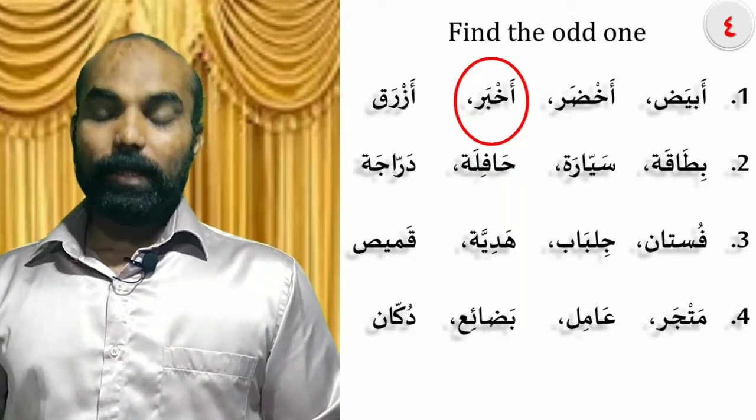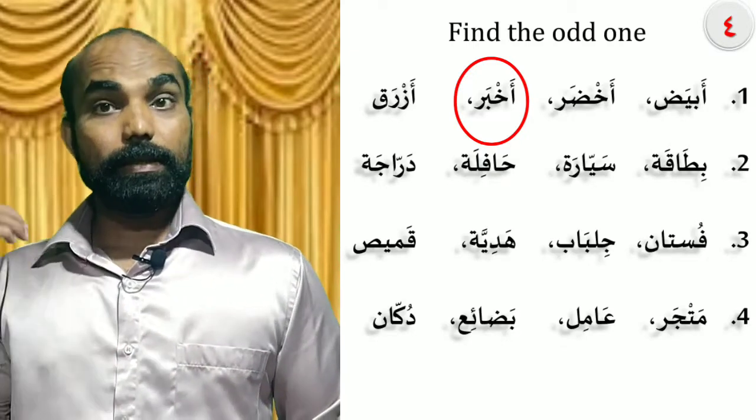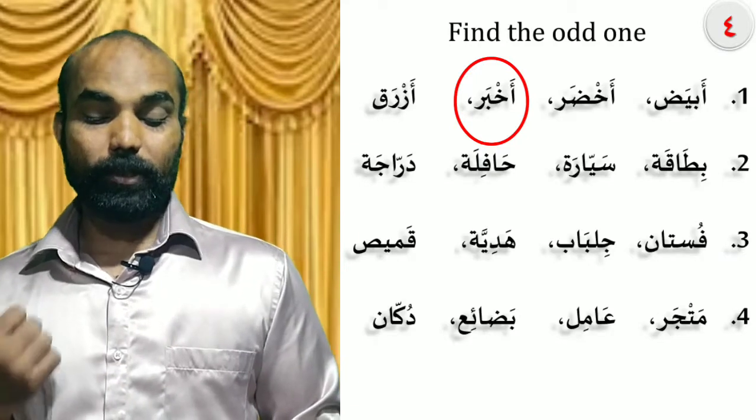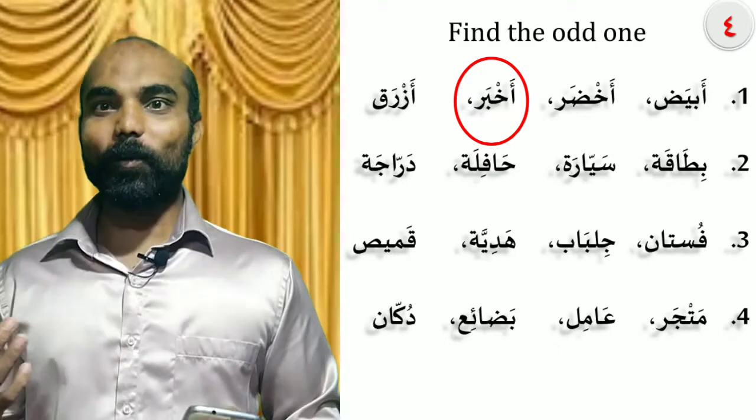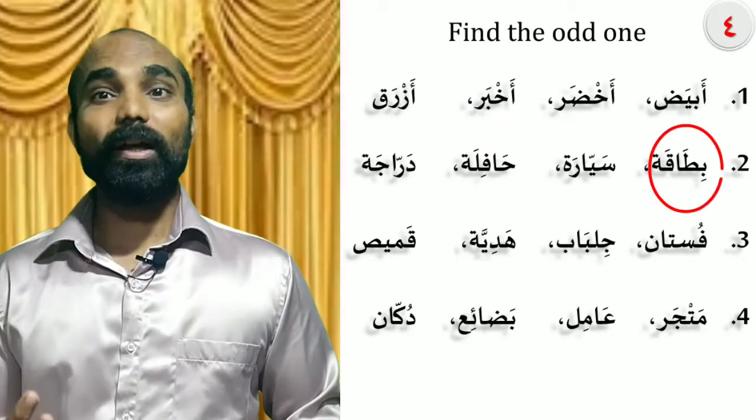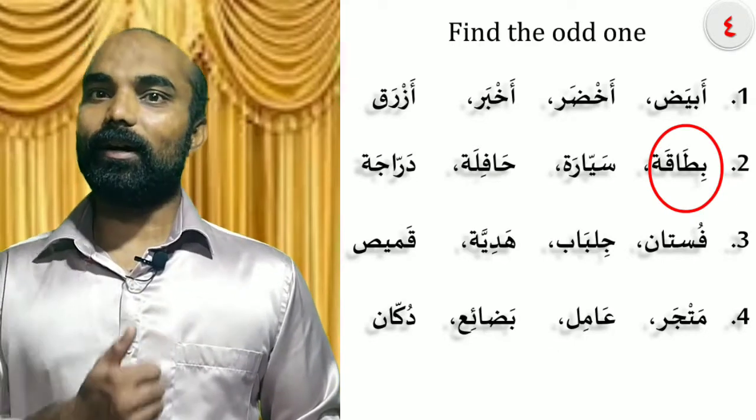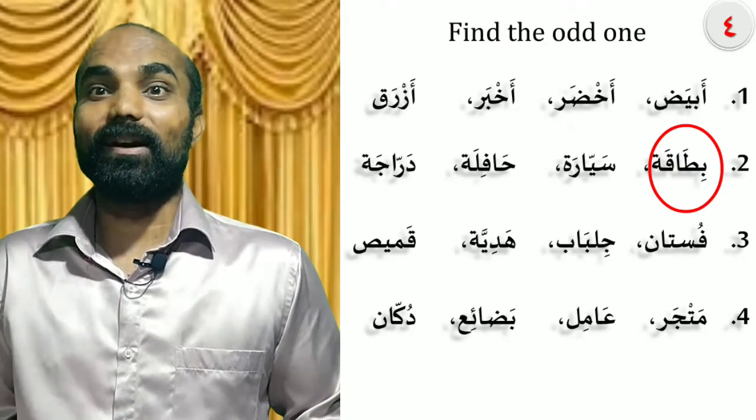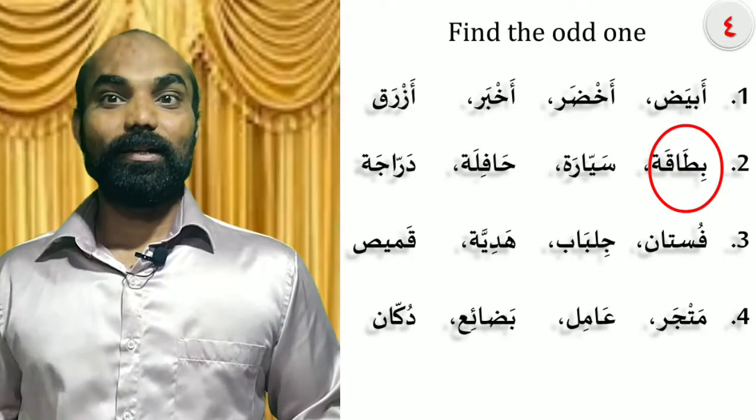Clear? Number two, Bitaqat, Sayyarat, Hafilat, Darajat. Any idea? Wow, you are very smart. Bitaqat, why is it the odd one? Because all others are vehicles. Bitaqa is a price card. How can it be with them?